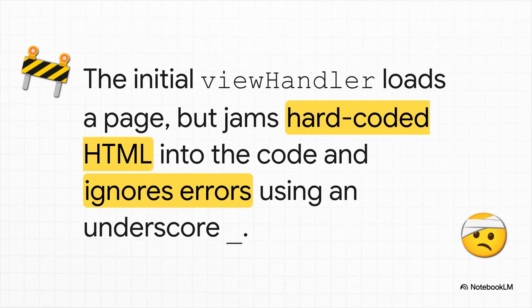So, this is our very first handler. It grabs the page title from the URL, loads the page data, and then, well, it just crams a whole bunch of HTML right there into the code to display everything. Oh, and you see that little underscore? That's us telling the code, yeah, I know loadPage might give me an error, but just ignore it. It technically works, but it's messy, and it's super fragile.